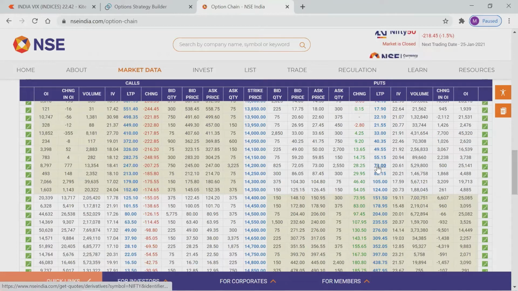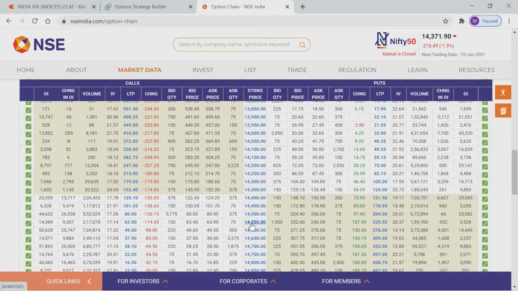So what's the last traded price? This is the premium. 73 rupees is the premium. And here I have selected 14,600, which is having 49 as premium. So there it is 70, here it is 50. There is 20 difference. So you can select this thing. You can select 14,550 as well. Okay, pretty close, no problem. 60 and 70. So they should be not very close, but they should be a little bit closer to each other.